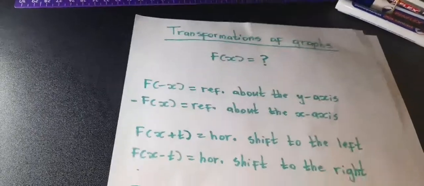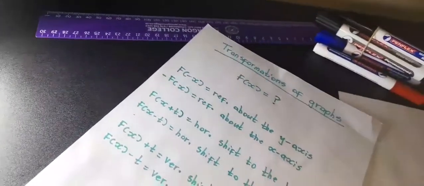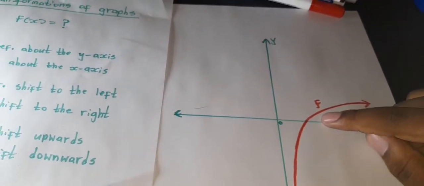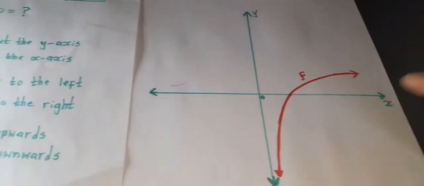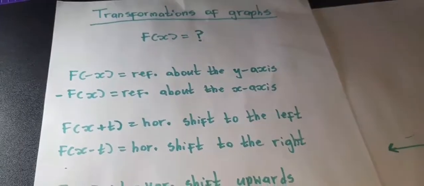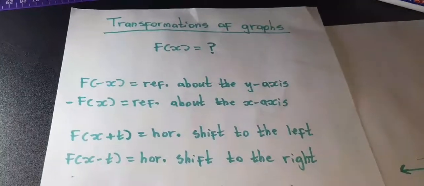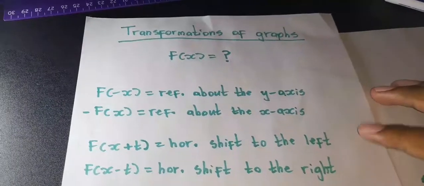I have drawn a sketch here. Let this sketch here be f of x. It looks like a logarithm function, but let's take this as f of x and let's look at this here. The first one says f of negative x. What does this f of negative x mean?